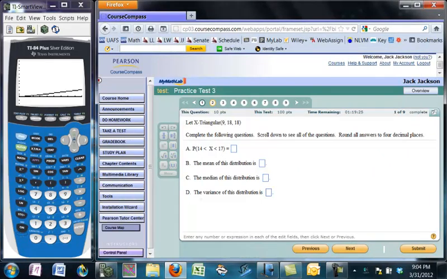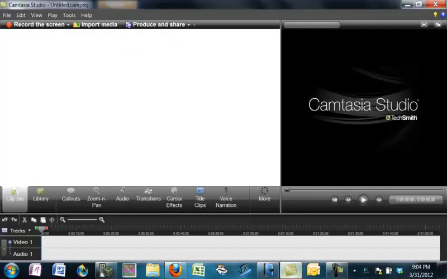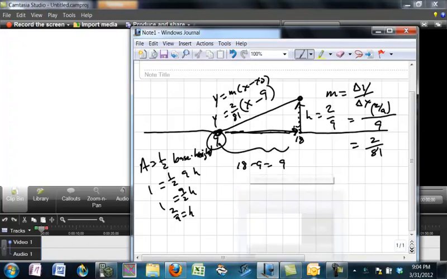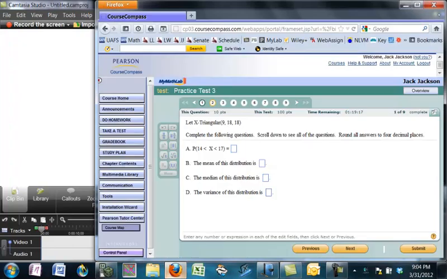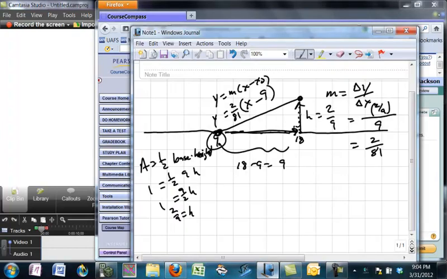14 to 17. So going back here, from 14 to 17. 17's over here somewhere. 14 in here somewhere. And we're looking at an area like this.